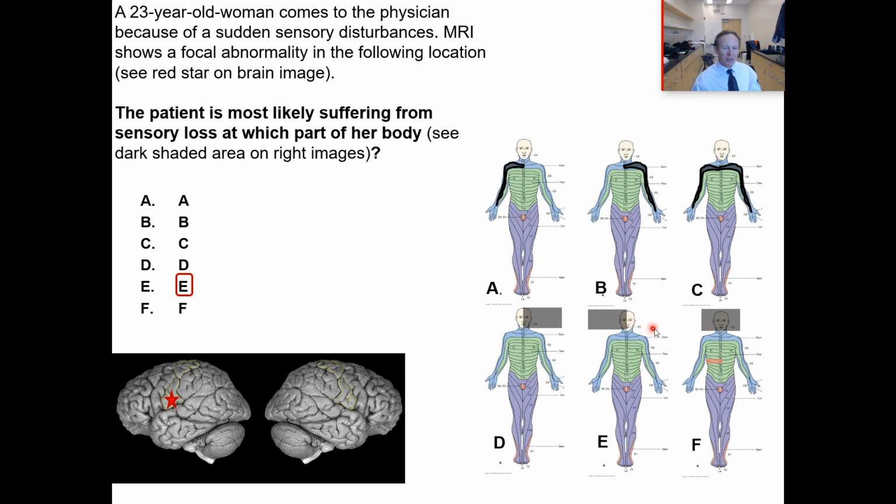Now, here are some distractors. Let's look at those. Why is it not this face here, bilateral? That's easy because it's a unilateral lesion. It's just in one part of the brain. If there was a similar lesion here on the other side of the brain, then you could have bilateral deficits like that.